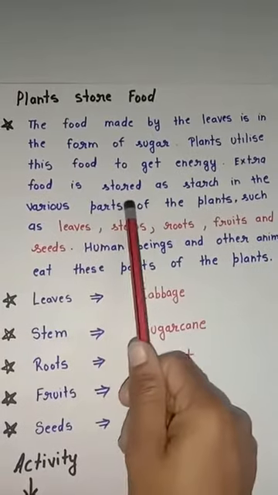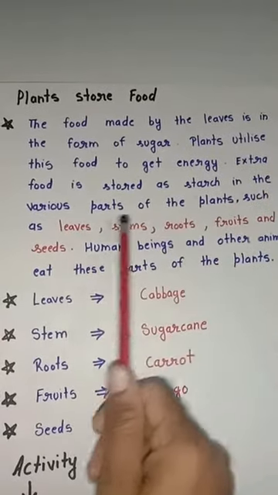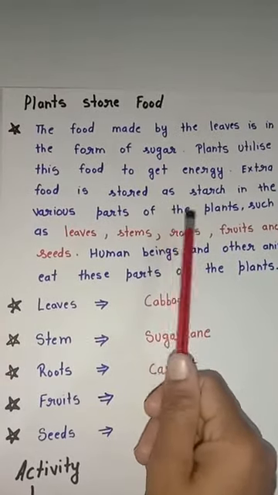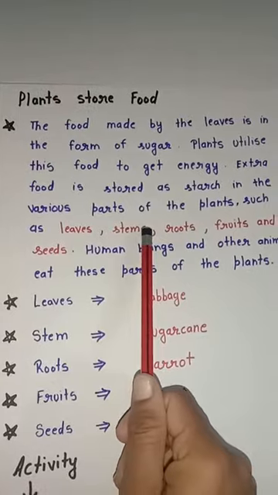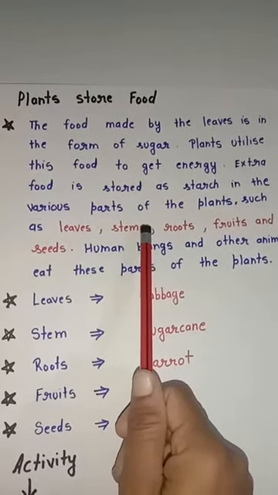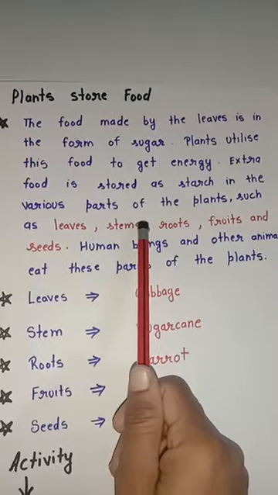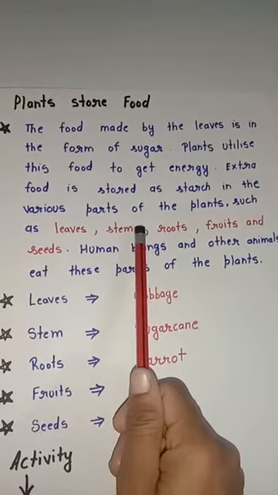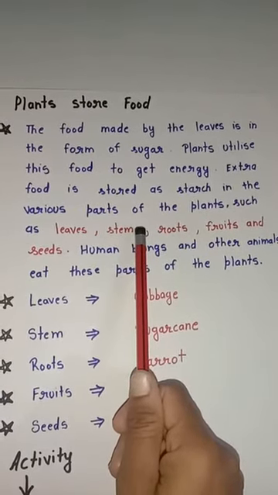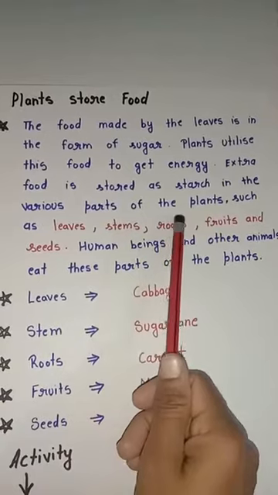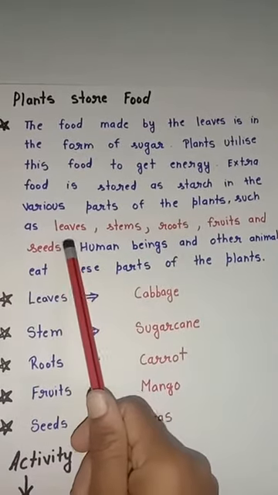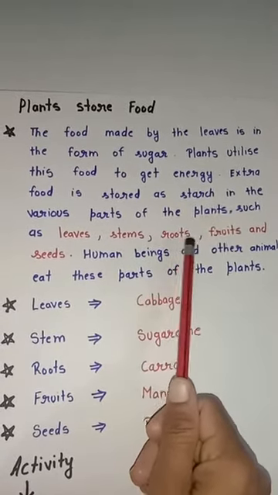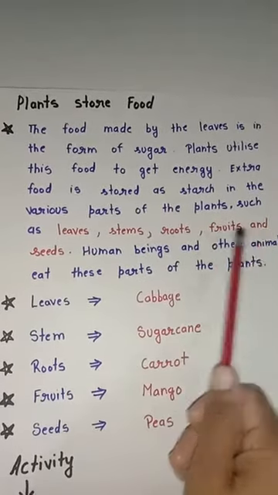Extra food is stored as starch in the various parts of the plant. Same as human beings. If we have extra food, then we store extra food in our refrigerator. But plants don't have any refrigerator, so they store their food in the various parts of the plants, such as leaves, stems, roots, fruits, and seeds.